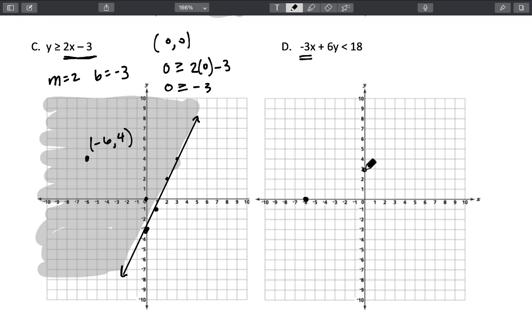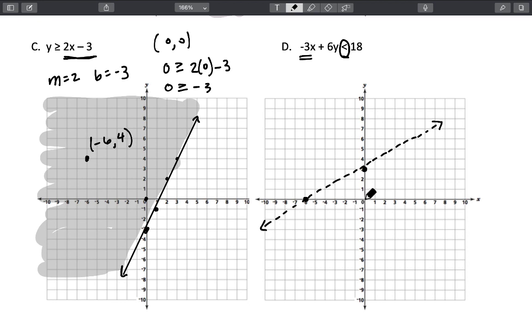y is 3. All right, so here are my x-intercept and my y-intercept, and since my boundary line is just less than, I know that it has to be a dotted boundary line. So I'm going to create a dotted line through those 2 points.